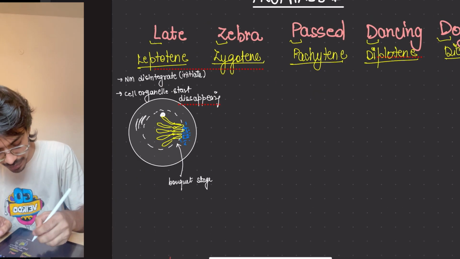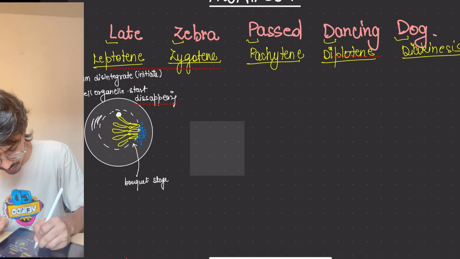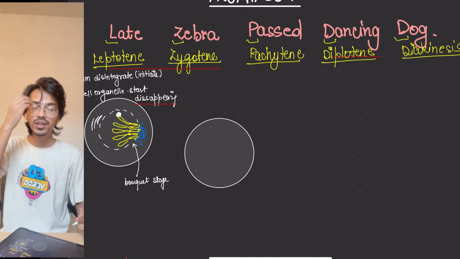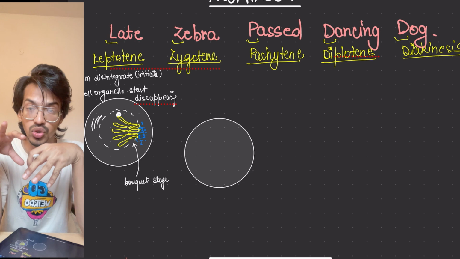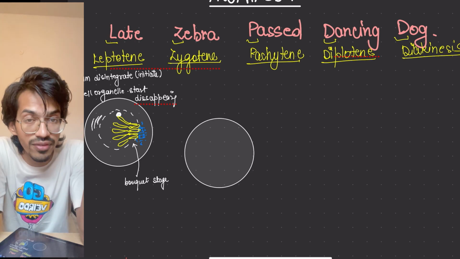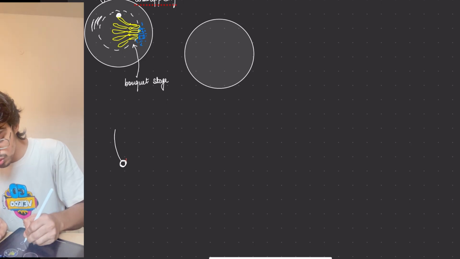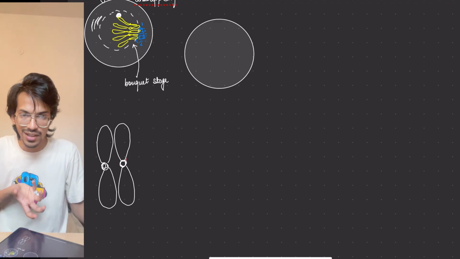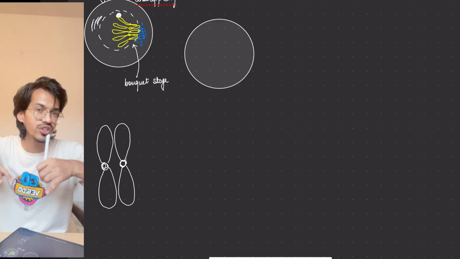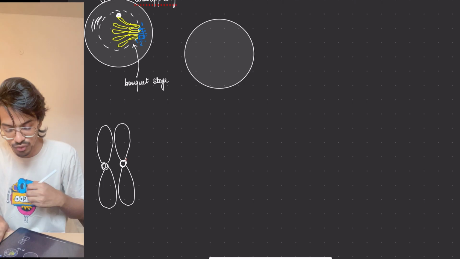In zygotene, what happened? I am making it over here. Now if you see, these chromosomes have extra DNA compared to normal. Normally a chromosome will look like this to you. In our body, there are 23 pairs of chromosomes. I am just making one chromosome because I can't make that many, so imagine this multiplied by 23. This is one pair of chromosomes present.